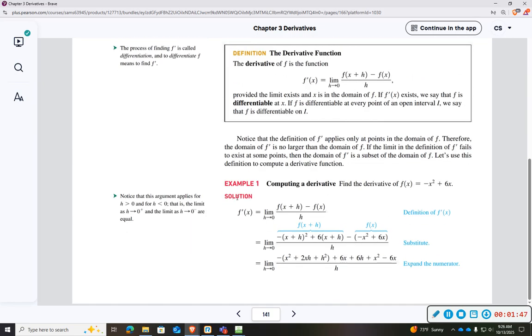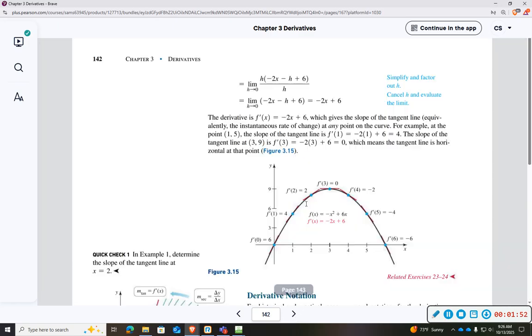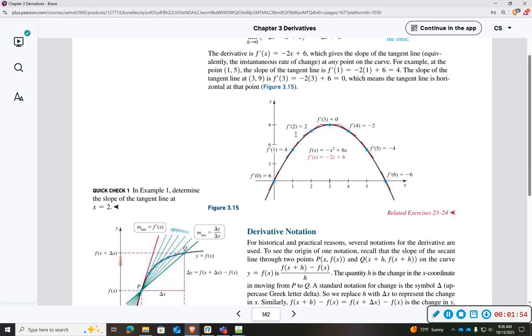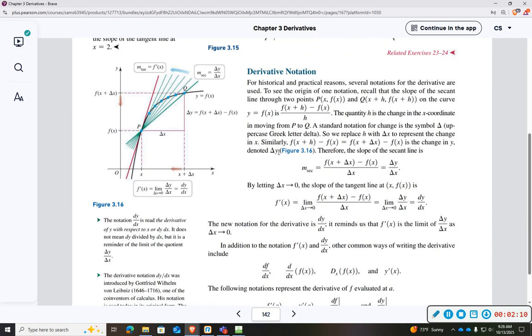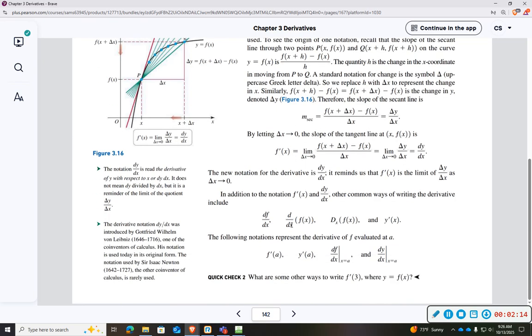So here they kind of go through and just show you an example computing a derivative using the definition. And then here you can see the multiple changes as you find that derivative and you plug in different values of x, you're going to get different slope values. It's changing all along that line. So this goes into a little bit more of the background and how you derive it, and it goes into different ways that we represent derivative notation.